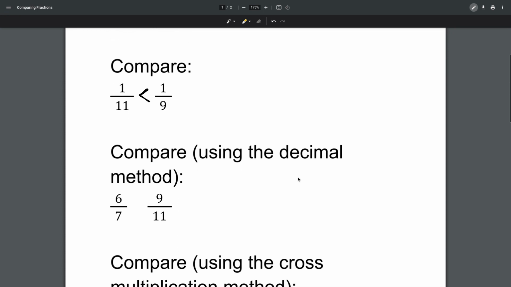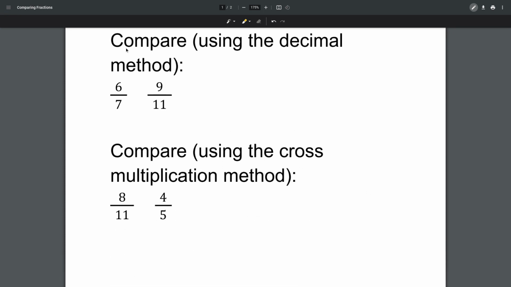Okay, let's move up a bit. In this next one, we're going to compare using the decimal method. What does that mean? It means I'm going to convert 6/7 and 9/11 to decimals. And I'm going to go old-fashioned without a calculator and just do it with long division. So I'm going to divide 6 by 7.